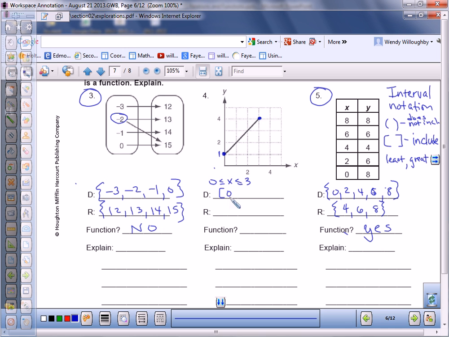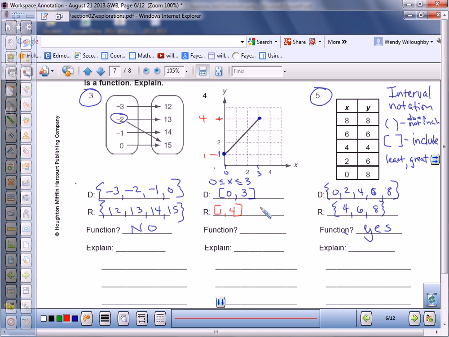The x values go from 0 to 3. Does that make sense? All right, now let's do the range. So the range is our y values. And do you see they go from 1 up to 4? Our y values go from 1 to 4. So written as an interval, it would go from 1 to 4. If we wrote it as an inequality, it would be 1 is less than or equal to y is less than or equal to 4.